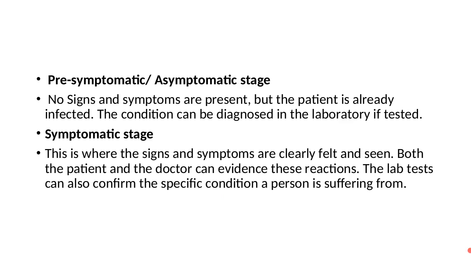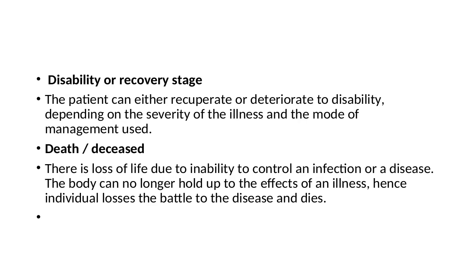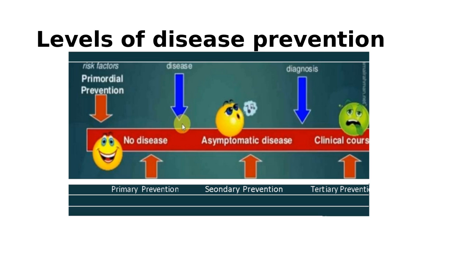And at this time, the majority of the patients will go to see a doctor. And then this stage will also determine the next stage, where we have disability, or recovery stage, or chronicity stage. So the patient can either recuperate or deteriorate to disability, depending on the severity of the illness and the mode of management used. And also something else is the level of your immunity. Then the next is death, where you ultimately die if the disease was recovered when it was at a very severe stage, and many other factors.